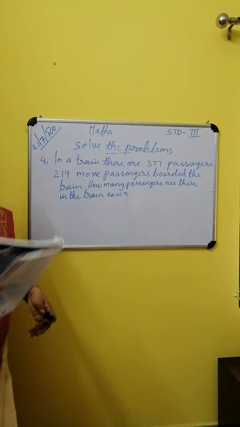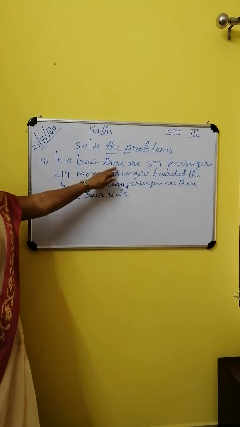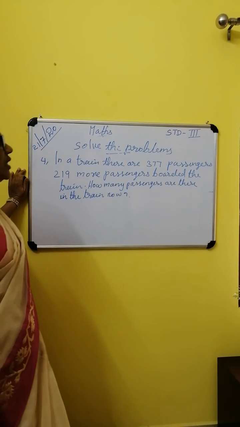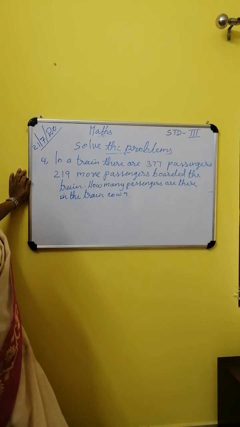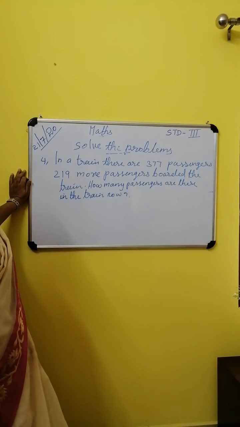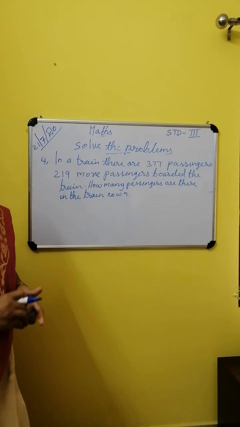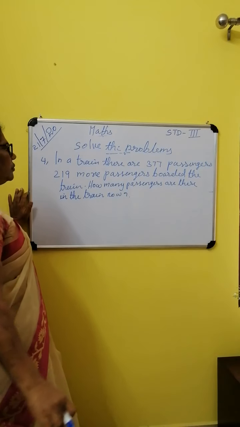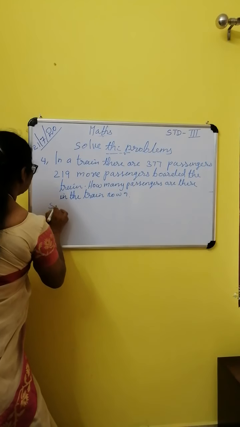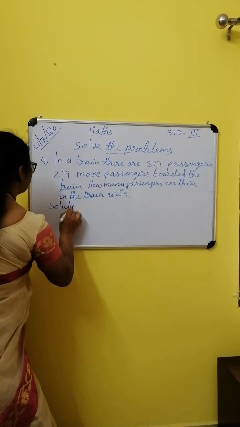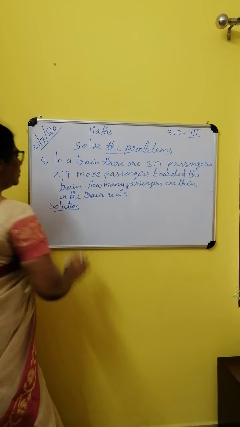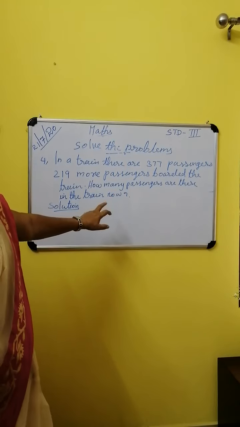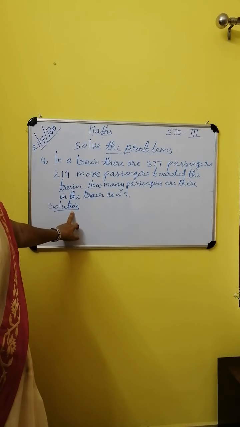See, this is the question. In a train, there are 377 passengers. 219 more passengers boarded the train. How many passengers are there in the train now? Solution. After writing the question, skip one line, then write solution.